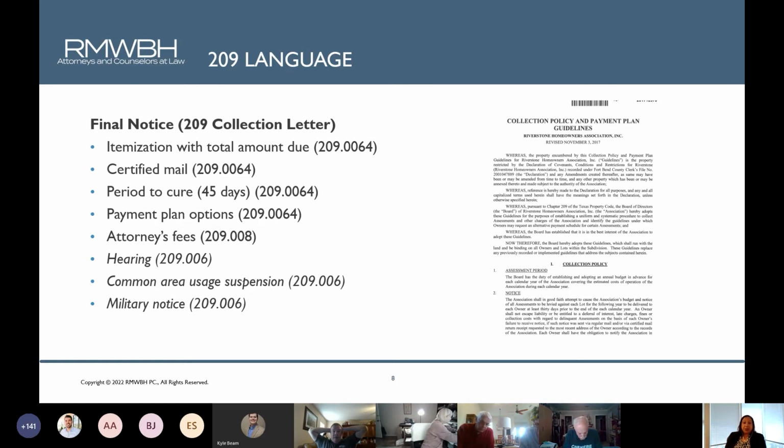The period to cure in a 209 collection letter is now 45 days. What does that mean? Prior to the 2021 legislative session, the period to cure in a 209 letter was 30 days. So the homeowner was given 30 days to either pay the amount due in full or contact the association and set up some type of a payment plan policy. For some reason, the legislature thought, well, 30 days is not enough time.